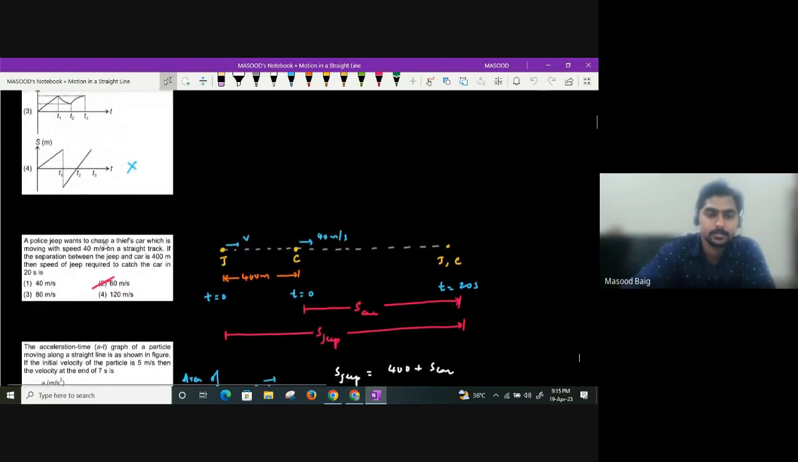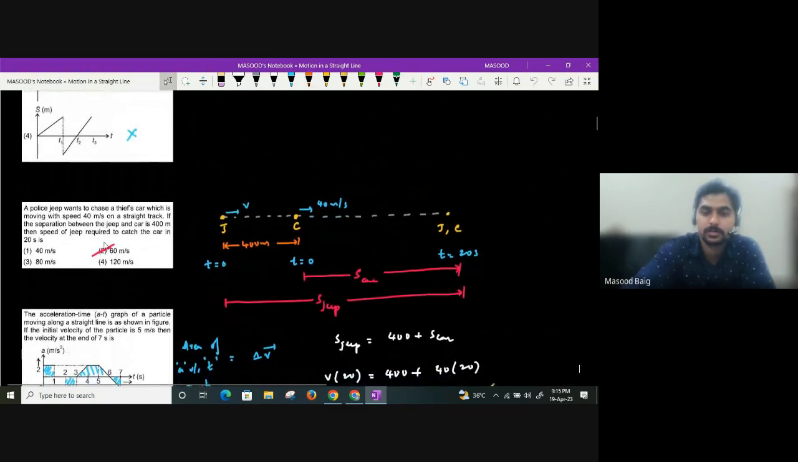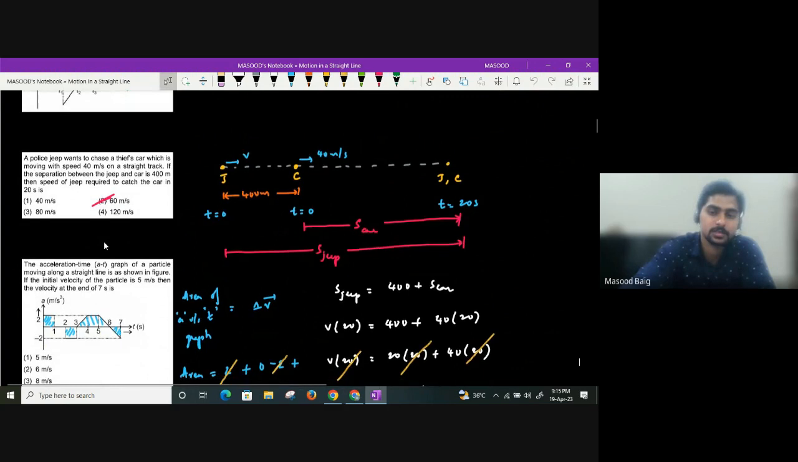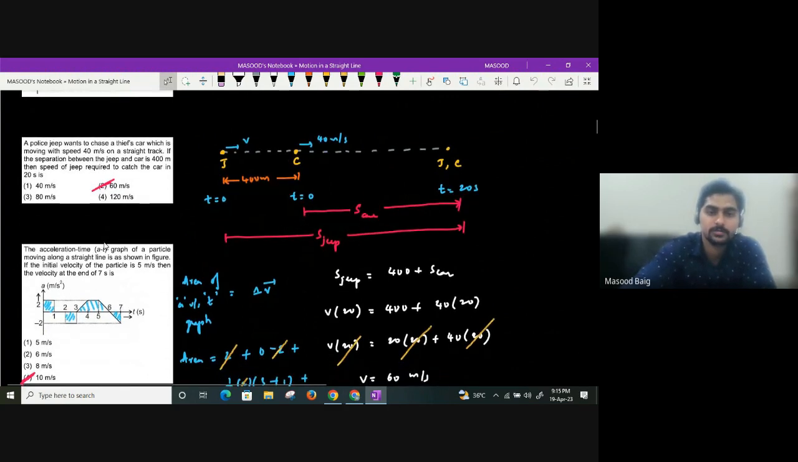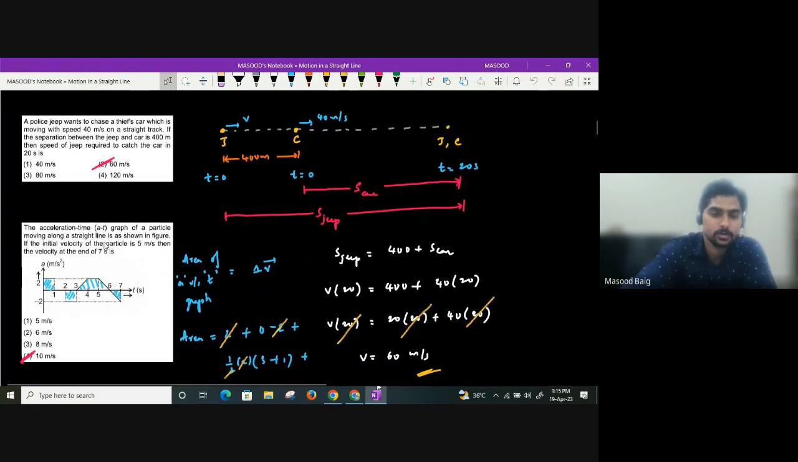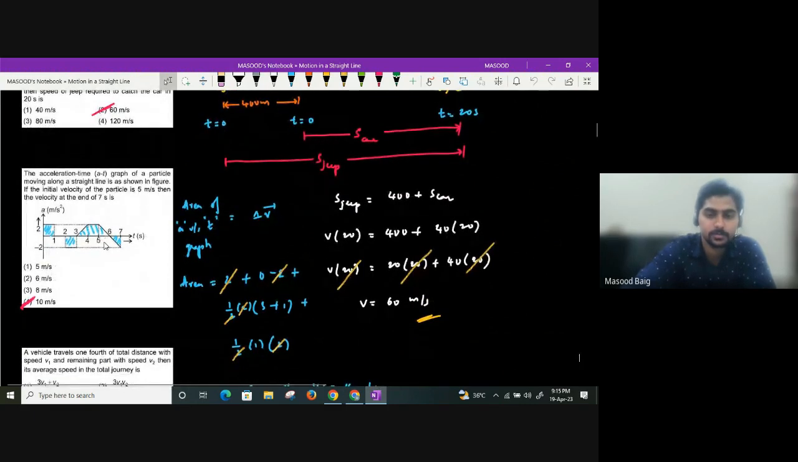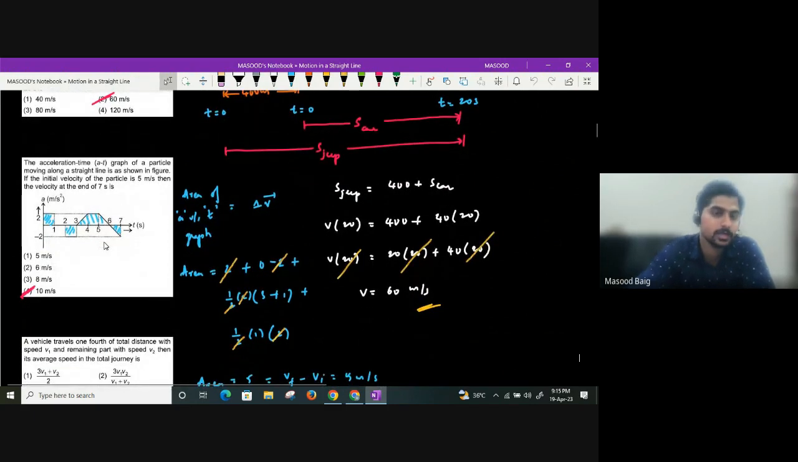Then we did this question. Distance traveled by the police jeep should be 400 plus distance traveled by the car. So it was a direct question again. Then we started the acceleration time graph. The area of the acceleration versus time graph will give us the change in velocity, guys.